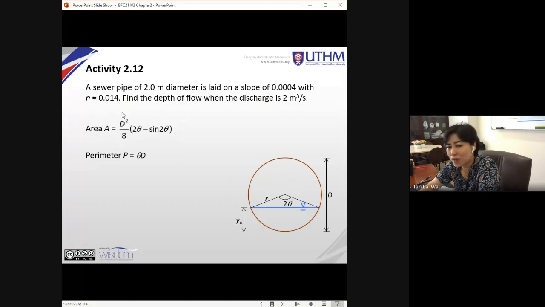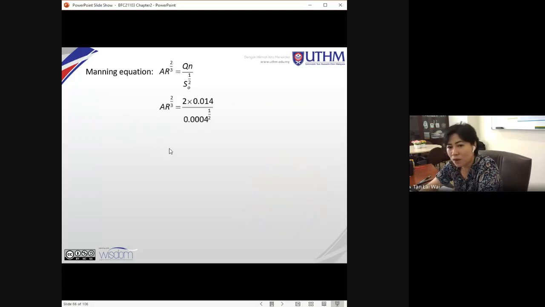For flow area, you can substitute your D, the diameter, and vector parameter. So the only unknown will be theta. So rewrite your Manning roughness coefficient, because Manning roughness is given, 0.014. You have that and substitute. In this case, is it using design chart? In this case, I show you design chart, but anyhow, you could actually solve using try and error too.